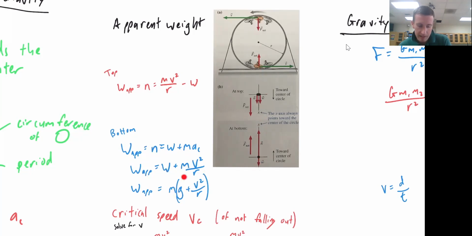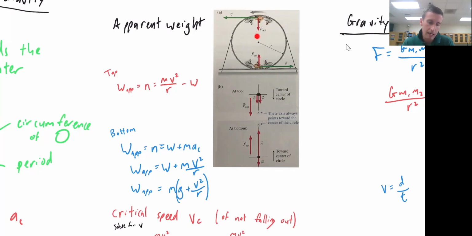Or I could pull the mass out because weight is equal to mass times acceleration due to gravity. So the apparent weight is equal to mass times g plus v squared over r. Basically, this is just the acceleration plus the acceleration. And at the bottom, I know I'm going to end up with a bigger value, so I'm adding them together so that I feel more apparent weight. At the top, I'm subtracting the weight out, so I end up with a smaller value, right? The centripetal force is still pushing, but the weight is going down, which is the negative direction.